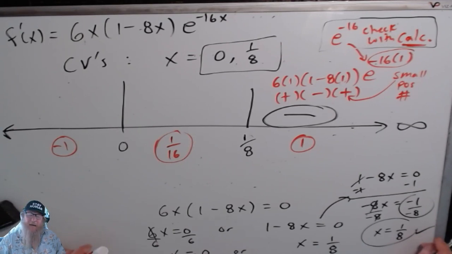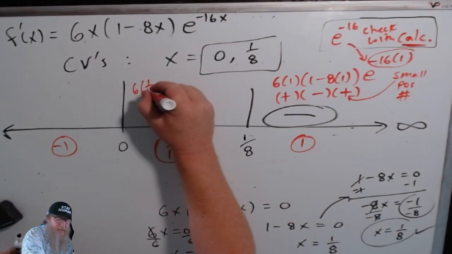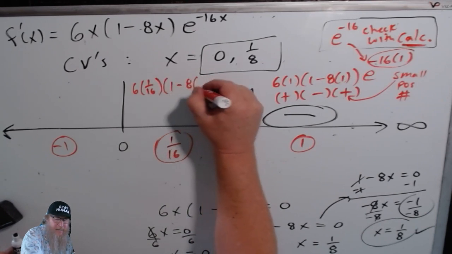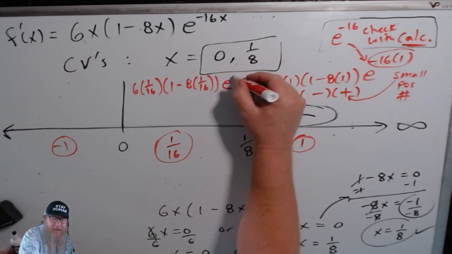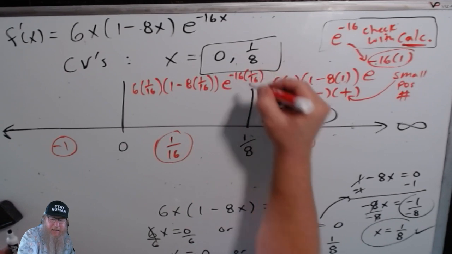This is getting tricky now. The first few examples were pretty straightforward. This one you have to pay very close attention. All right, let's try 1/16. So we've got 6 times 1/16, 1 minus 8 times 1/16, e to the -16 times 1/16.